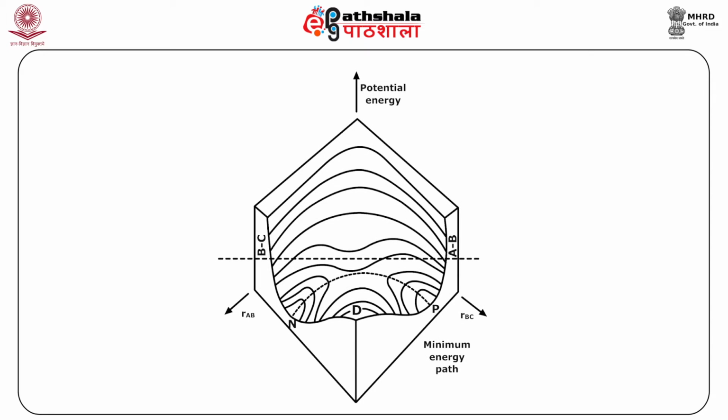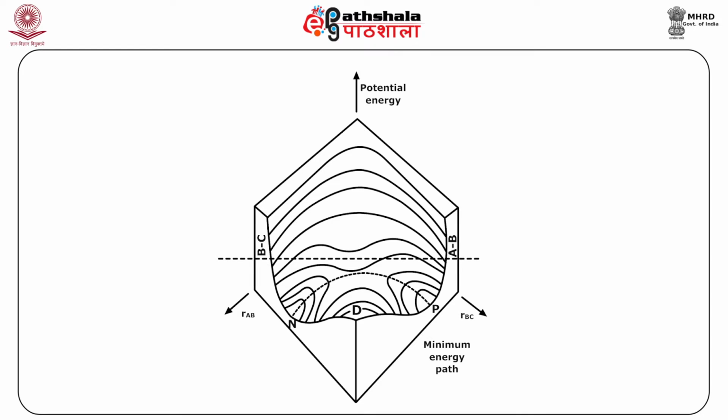The potential energy can then be plotted as a function of RAB and RBC, where R is the internuclear distance. As RAB is very large on the left face of the diagram, the potential energy is basically that of the BC molecule. Likewise, the right face gives the potential energy of the AB molecule, where the RAB distance is very large.